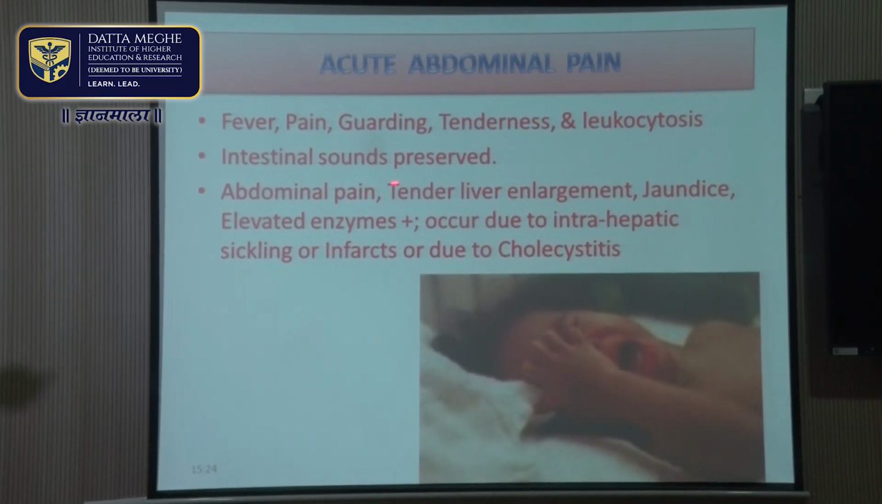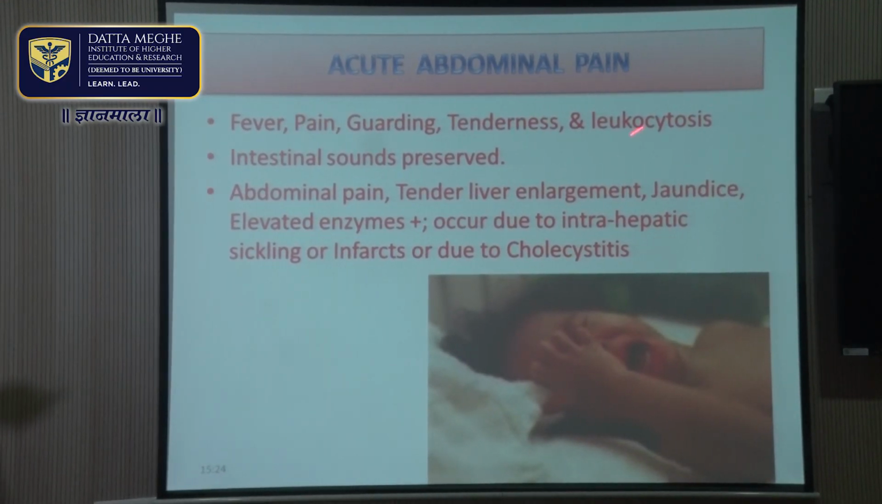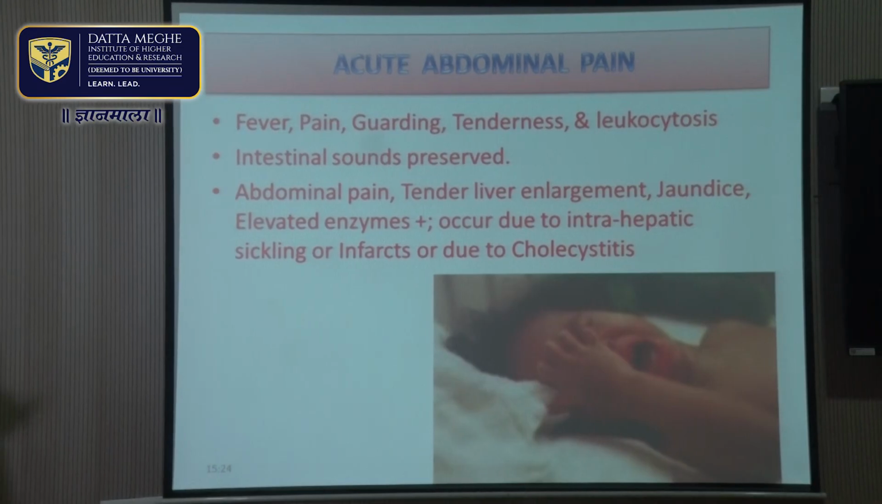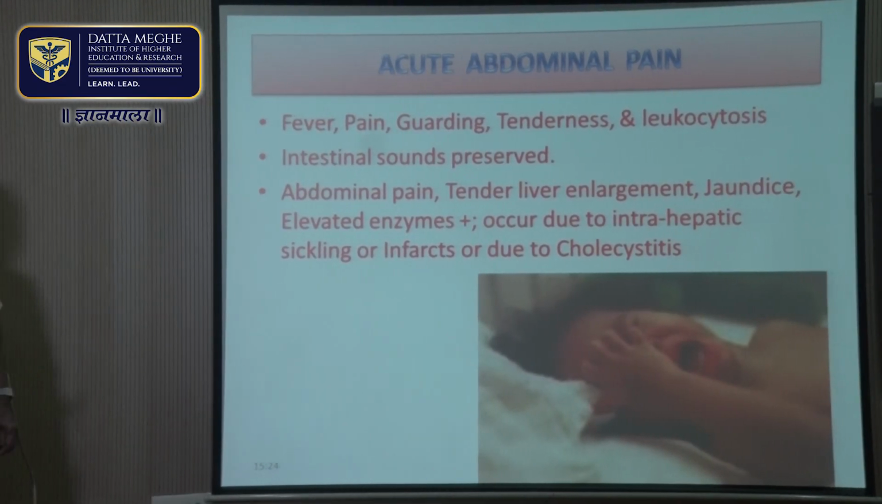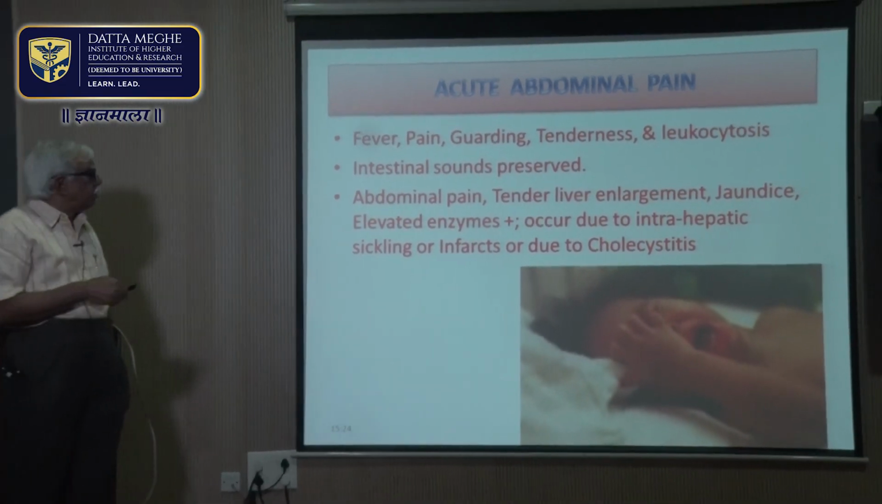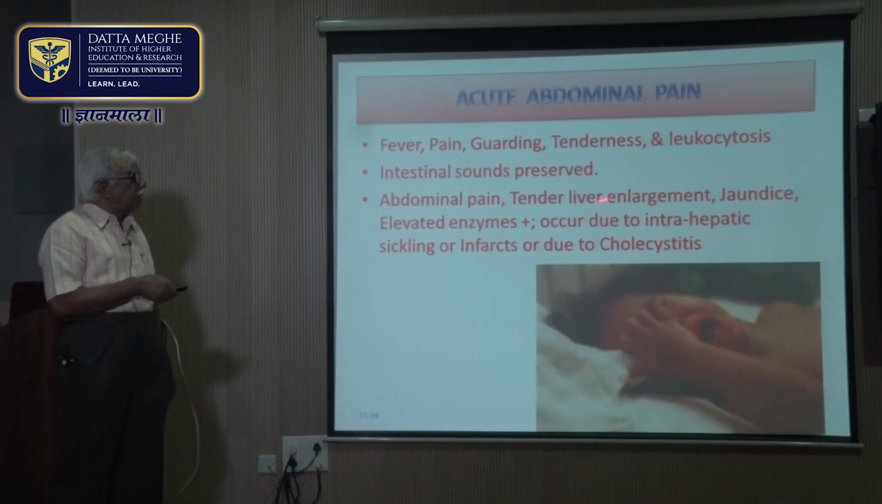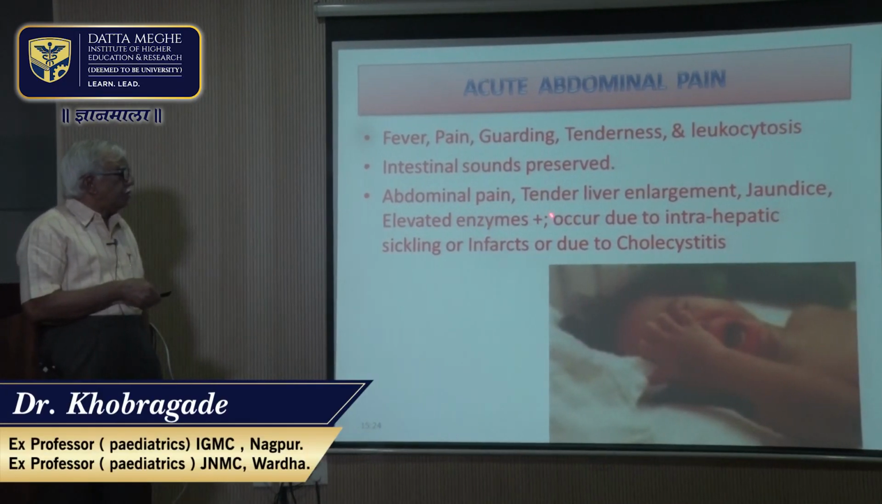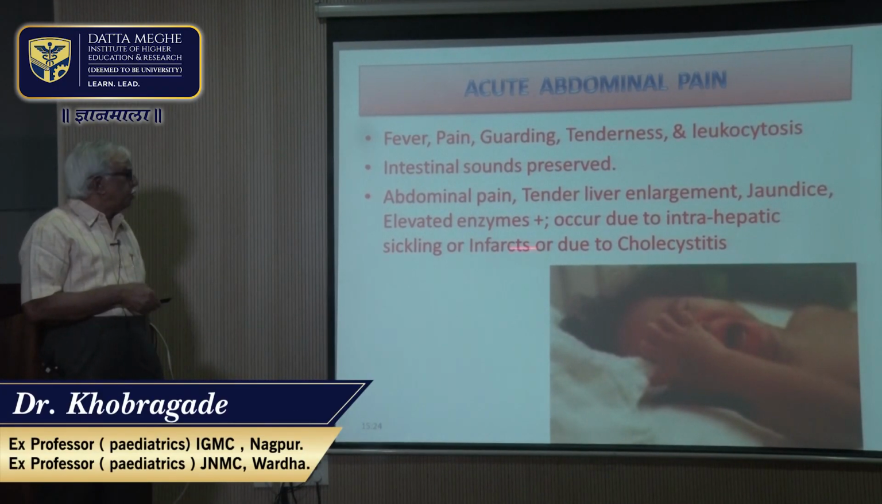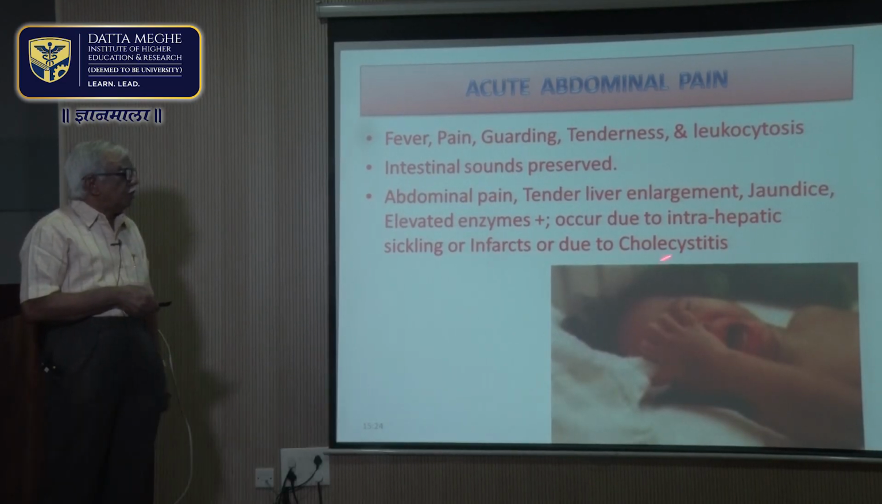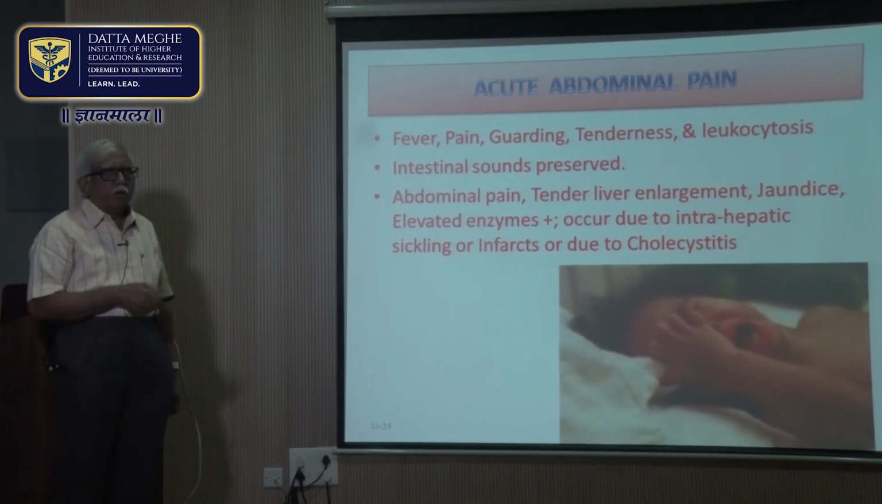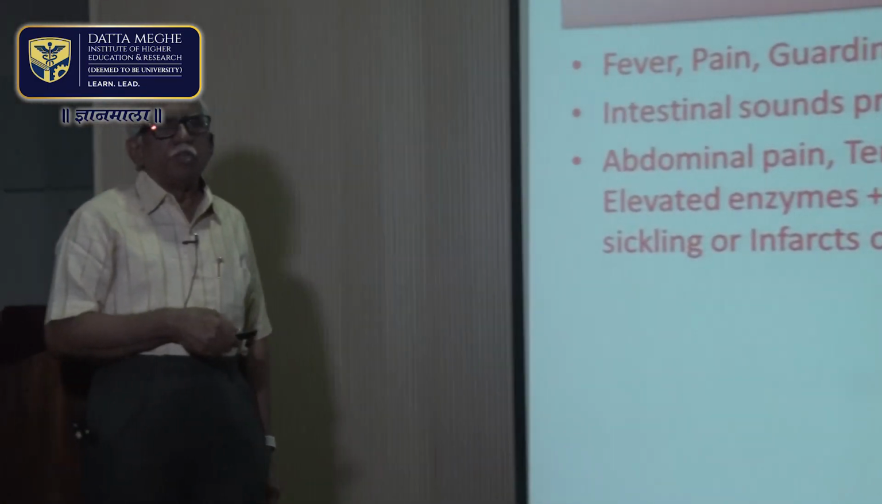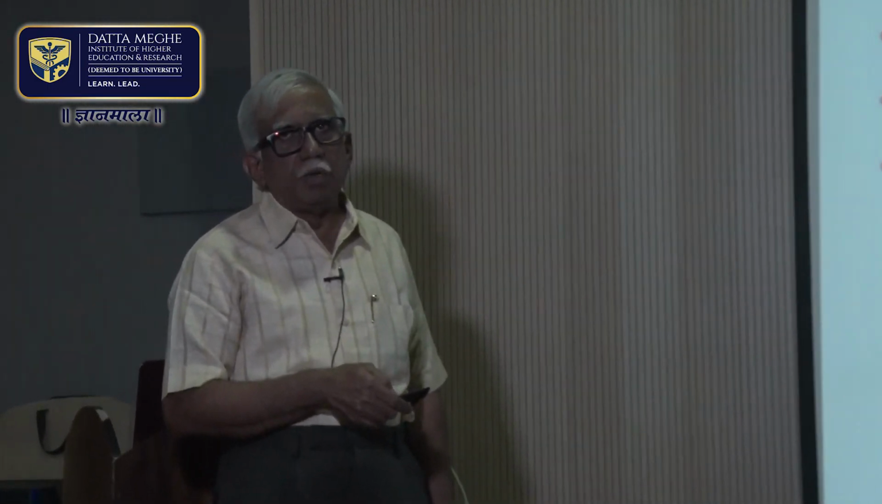The fever, pain, guarding, tenderness, leukocytosis. Intestinal sounds sometimes are preserved, sometimes they may be absent or delayed. Abdominal pain, tender liver enlargement, jaundice, elevated enzymes occur due to intrahepatic sickling or infarcts or due to cholecystitis. So, this is how a patient of sickle cell anemia presents with pain in abdomen.